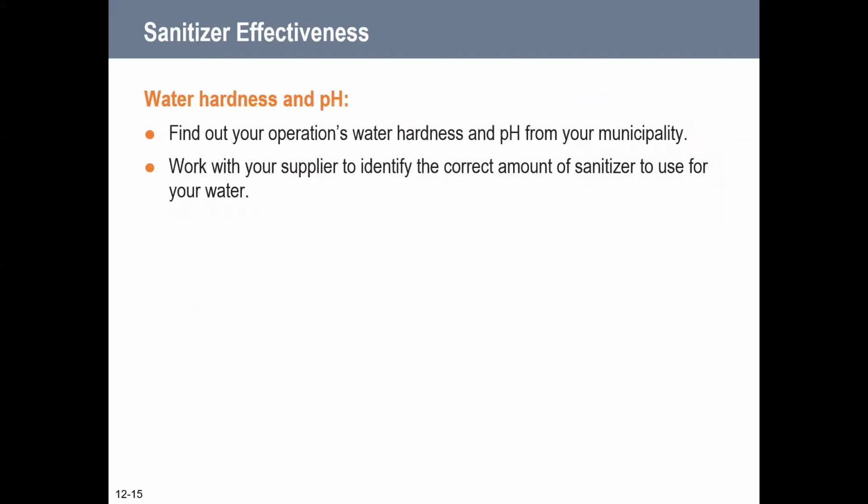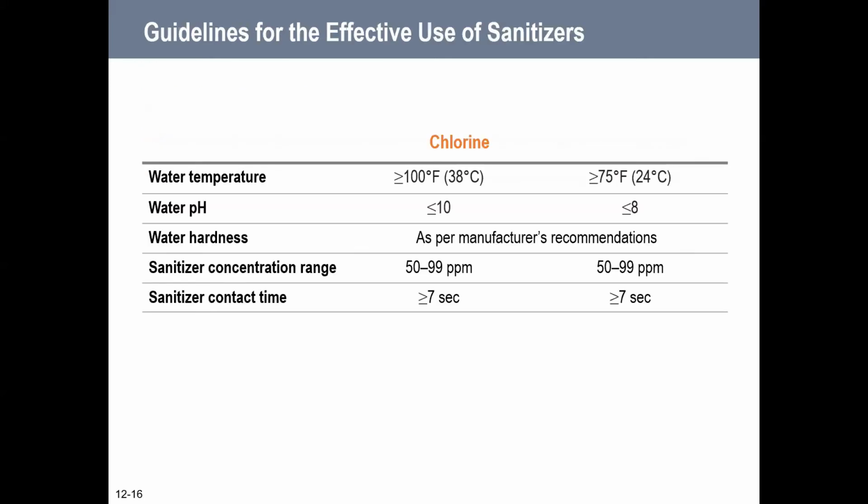Another thing that has to be taken into consideration, but something you can make adjustments for once you find out, is the water hardness and the pH of your water itself, because you're going to need to know those and work with your supplier so you can make sure you're using the correct amount of sanitizer for your water, so it offsets any changes to your natural pH or natural water hardness.